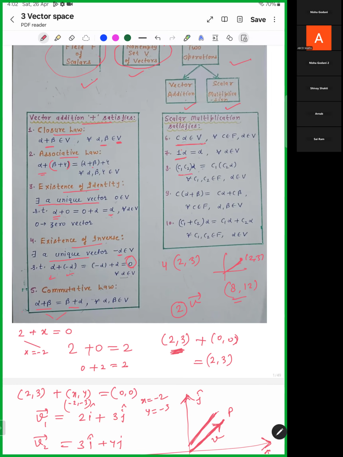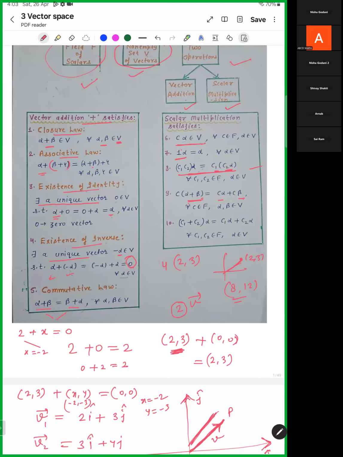If I multiply with C1 and C2, two scalars, then operate on alpha, or otherwise if I multiply by C2 in alpha, then again C1, this equality holds, so this is satisfied. Ninth one is C times alpha plus beta is C alpha plus C beta. If you add two vectors and multiply by C, or multiply by C in both alpha and beta and then add, both are same. So if it is satisfied, then fine, we have this property.